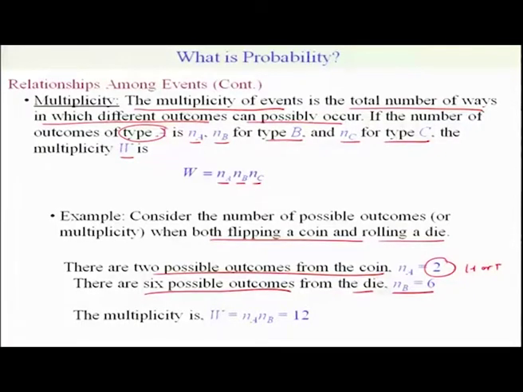In that case, the multiplicity of such events, when you flip a coin and roll a die, is simply the multiplication of nA and nB. Okay. So, this is the total number of possible ways you can arrange all these outcomes of coin and the die.